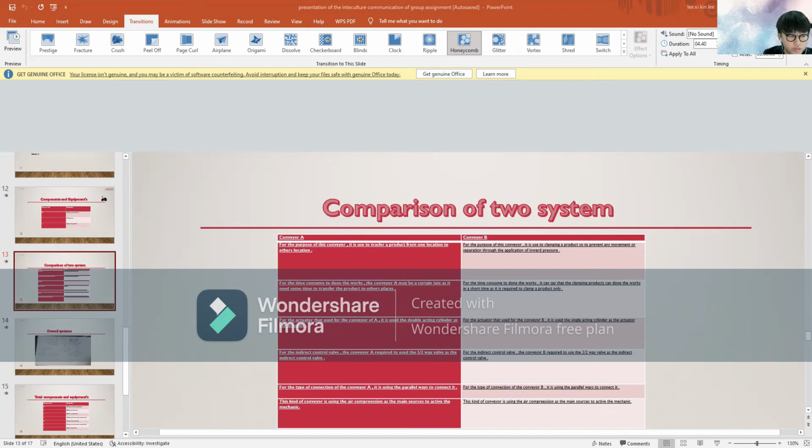After that, for the second, we compare in terms of time consumed. For conveyor A, it may take some time as you need to transfer things from one place to another place. For the time consumed of conveyor B, it can be done in a short time as you are only required to clamp a product.